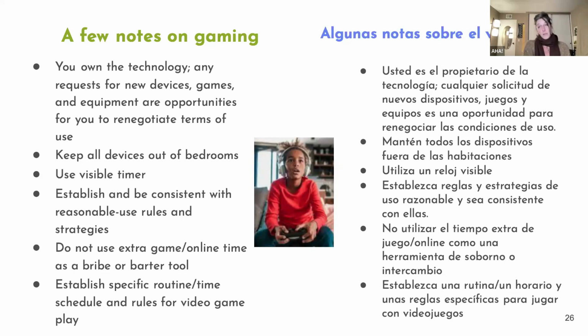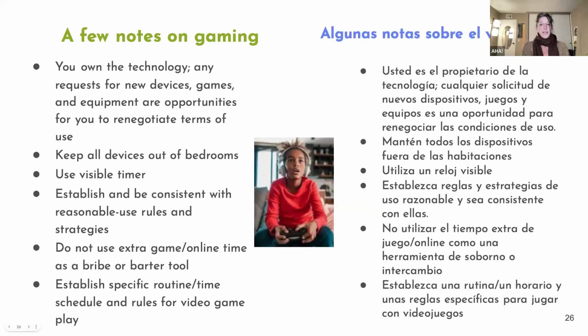A few ways you can do that: keep the devices out of their bedrooms. Don't let children game in their rooms. Use a visible timer that the child can see, and establish firm and clear time limits. Establish and be consistent with reasonable use rules and strategies.